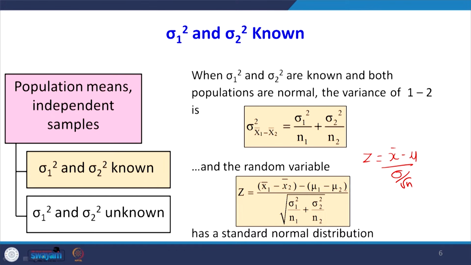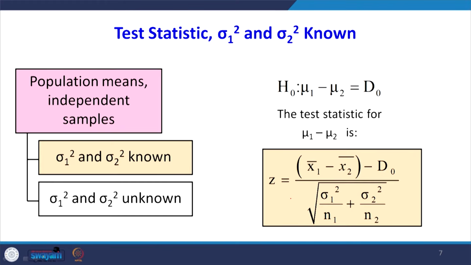So, mu 1 minus mu 2. This standard error, sigma by root n, we got from this one, so you have to take the square root of this. That will become root of sigma 1 square by n1 plus sigma 2 square by n2. When the population means are independent samples, first we will start from the null hypothesis. So, the null hypothesis is mu 1 minus mu 2 will have some difference d0.